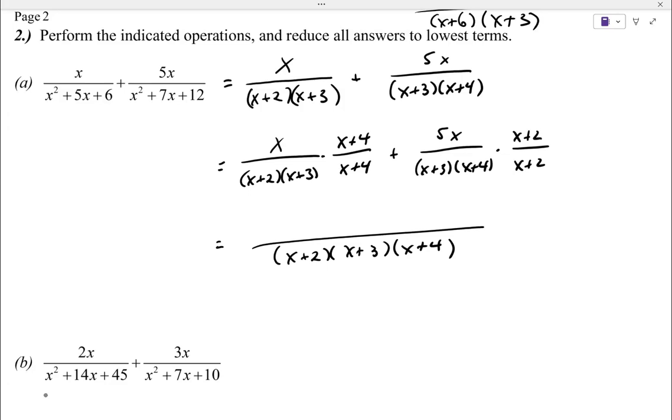Once we have our common denominator, we can add or subtract, depending on what we're doing, right across the top, right? So that first numerator, that first top, is x times x plus 4. And the second one is 5x times x plus 2. Right? Because again, we would multiply your tops together here and here. Agree with that?